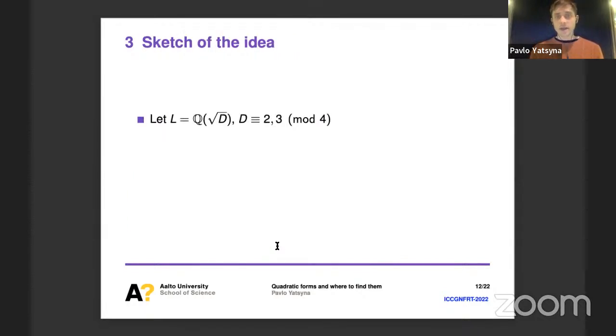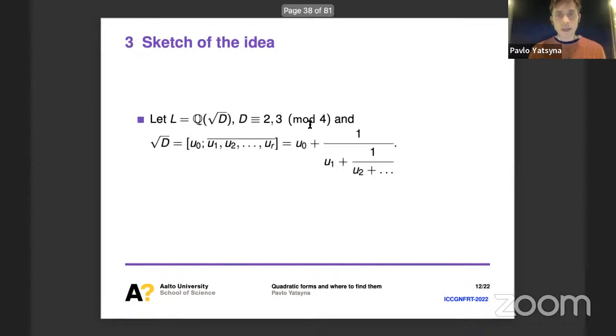So the idea here, for simplicity, I will assume that our quadratic number field is L = Q adjoin square root of D, and I will pick D to be congruent to 2 or 3 mod 4, but the result does hold for congruent to 1 mod 4 also. And what we do here, we consider the continued fraction expansion of square root of D. So we have here u1, u2, ur, and this periodic part. So this is the continued fraction.